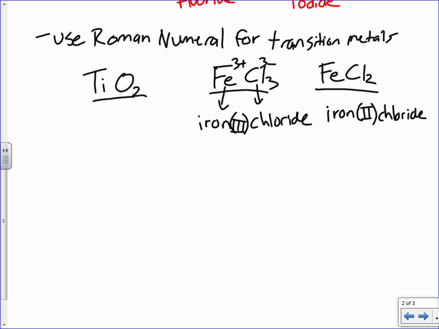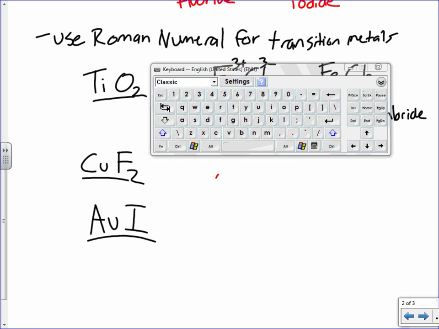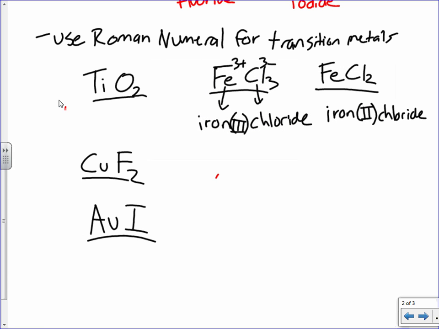Okay. Let me give you a few examples over here and see if you can get them. I don't know why I'm doing that one. Let's do gold. All right. Try these 3 examples and unpause it when you got them. Okay.